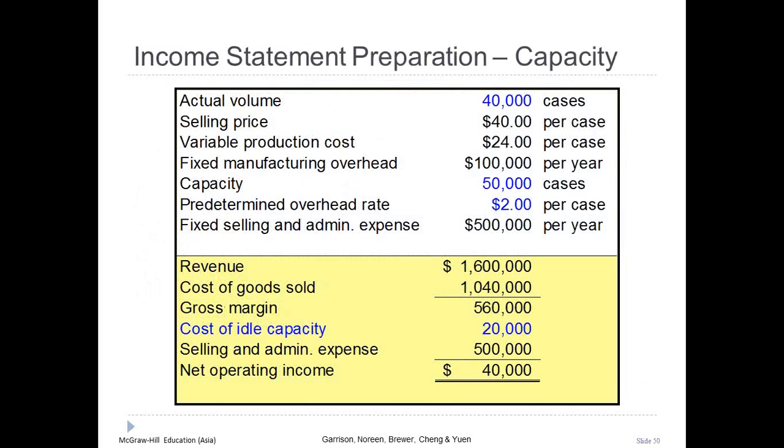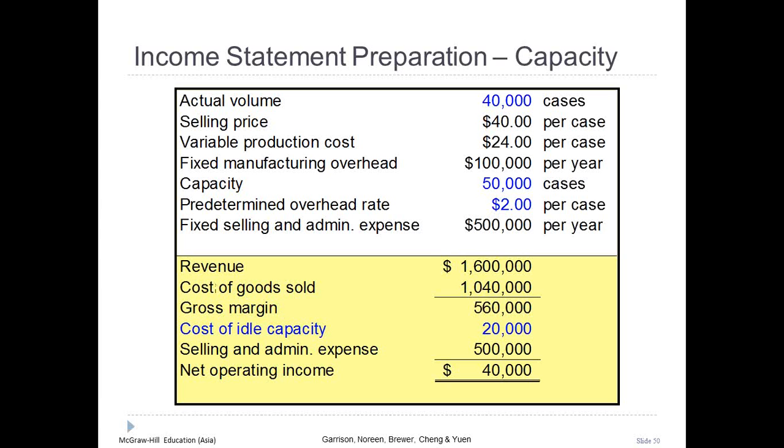Now, let's look at the income statement under a capacity method. Under the capacity method, there's 50,000 units. Predetermined overhead rate will be $2 a case. Then we can identify the cost of idle capacity. Critics usually suggest that underapplied overhead that results from idle capacity should be disclosed on the income statement as the cost of unused capacity. And you disclose it as a period expense.